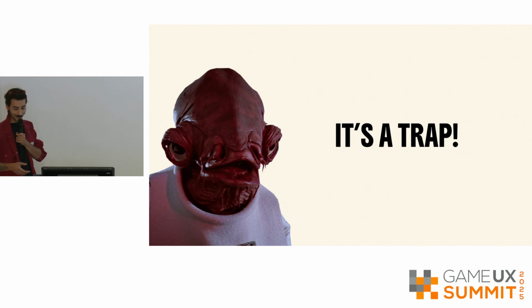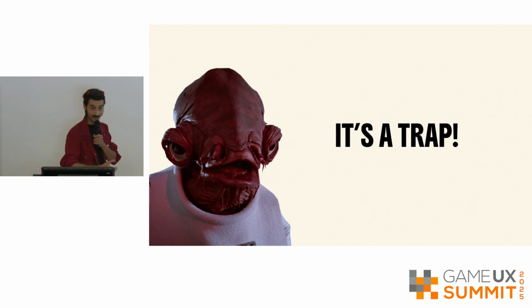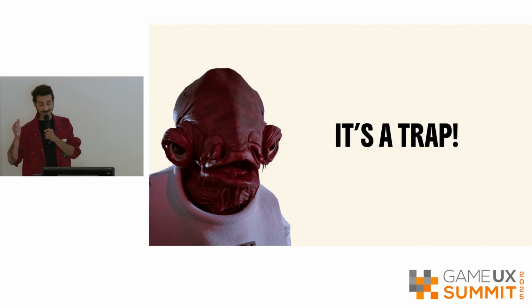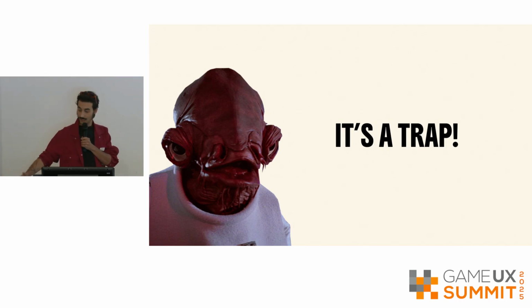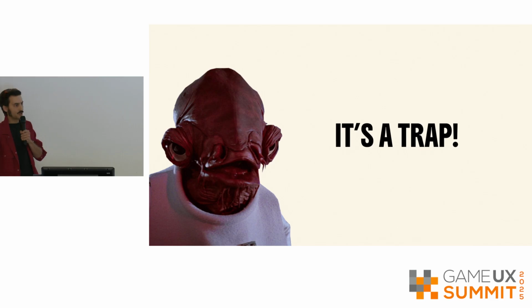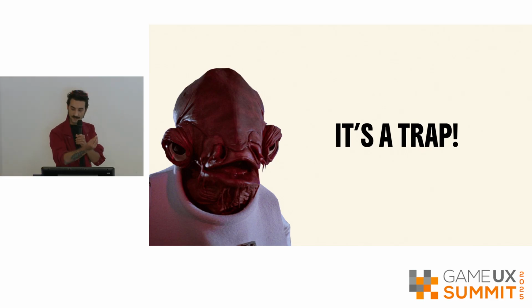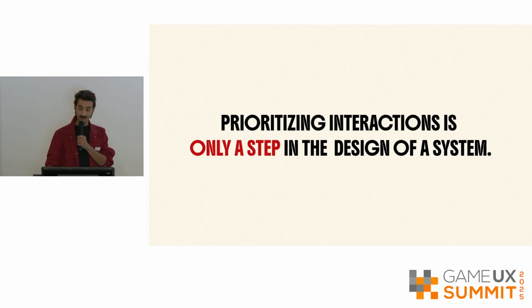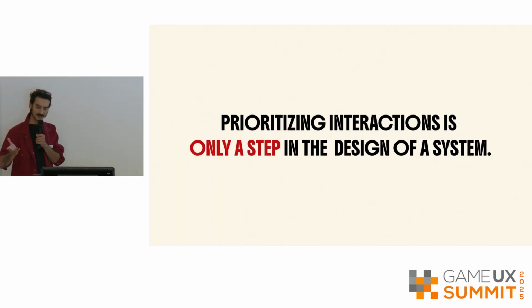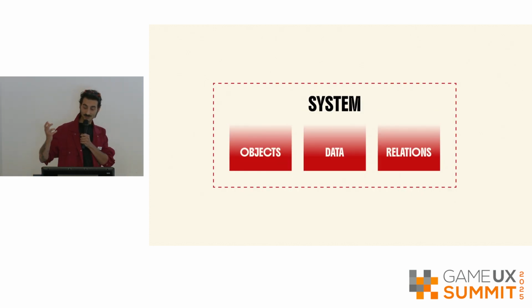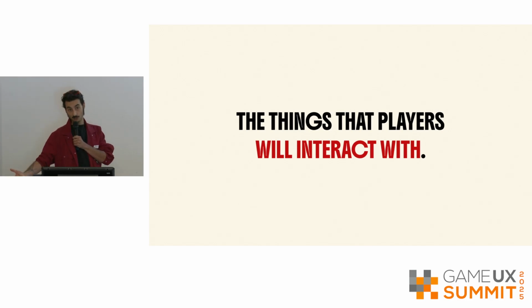Many of us, including game, system, UI, and UX designers, and myself as well, fall into this trap of designing by first imagining the player's interactions, how they discover and acquire a thing, how they use it, how they share it, etc. And that seems logical, you know? After all, games are the interactive medium. Surely figuring out the actions first is the right way to go. And sometimes it can be. But prioritizing interactions is only a step in the design of a system. We need to consider the objects, data, and relations that make up the system first, though. You know, the very things that players will interact with.